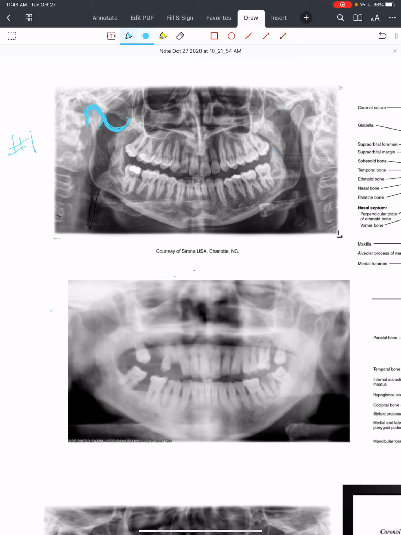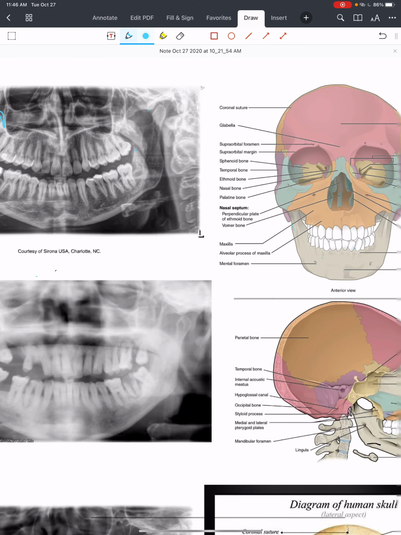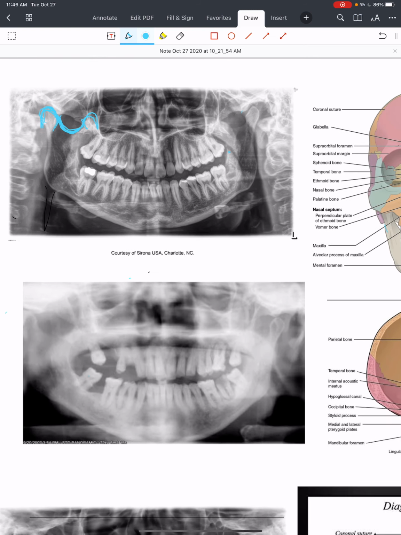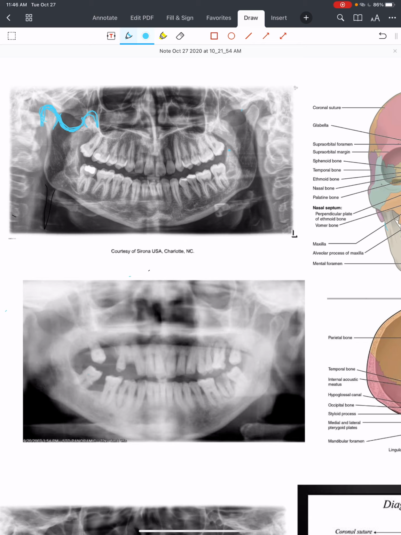Sigmoid notch is here, and it comes up a little bit to the coronoid process. And if we go reference our human skull, we can see the condyle, the sigmoid notch, the coronoid process. And this is all part of the mandible. Next, we're going to go a little mesial, and we're going to see a connecting line kind of from the coronoid process, this radiopaque line, and it's proximal to the maxillary molars, and this structure that we see is the floor of the maxillary sinus.